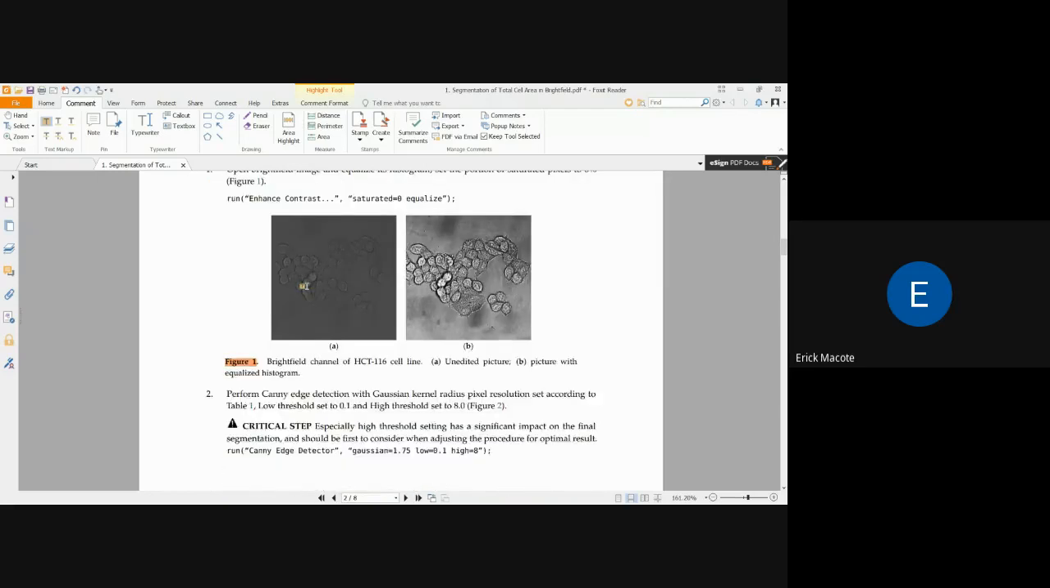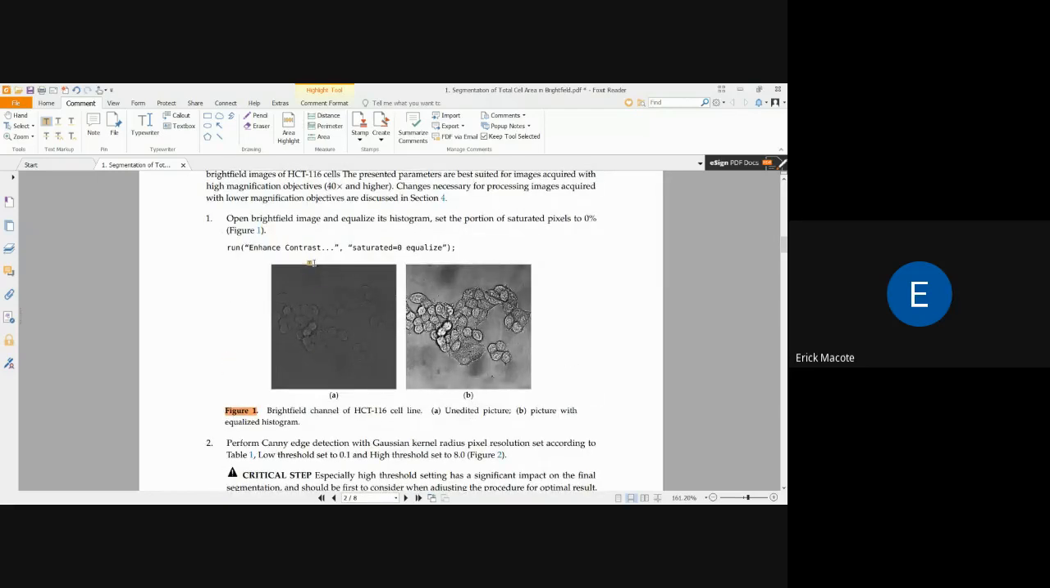The first step: you need to open the Brightfield image and equalize its histogram. Figure 1 provides information about the Brightfield channel of the HCT 116 cell line. You can see here in A an edited picture and in B the picture with equalized histogram.